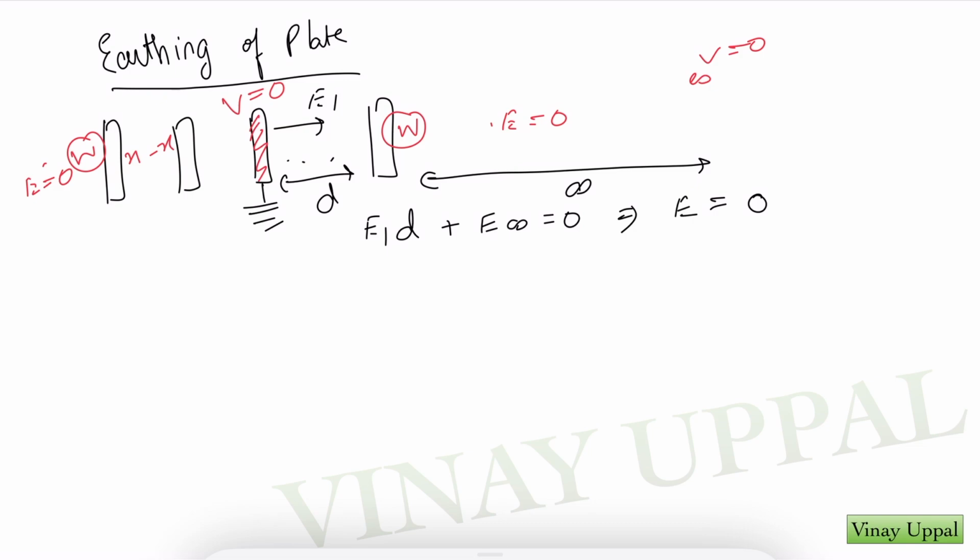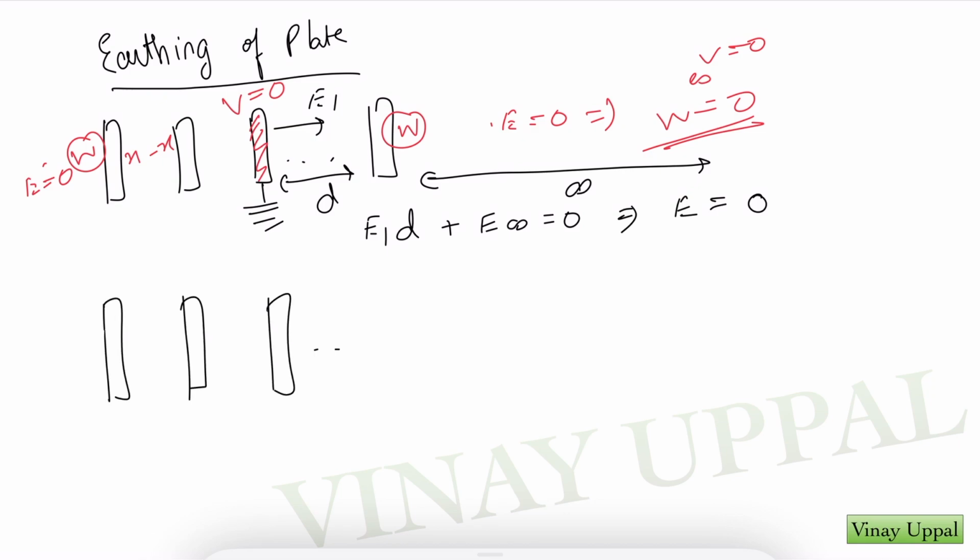So outside the plates, the field will only be due to the outer surface charges, which is W. That implies W itself is 0. So whenever you earth a plate, the conclusion is that you will have 0 charge on the outer surface of the outermost plates. Whichever plate you earth doesn't matter. So let's take a question.